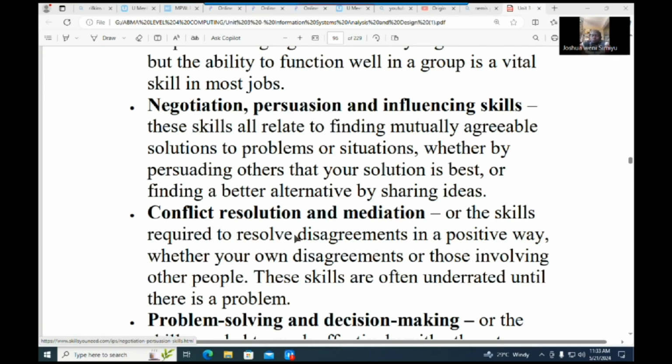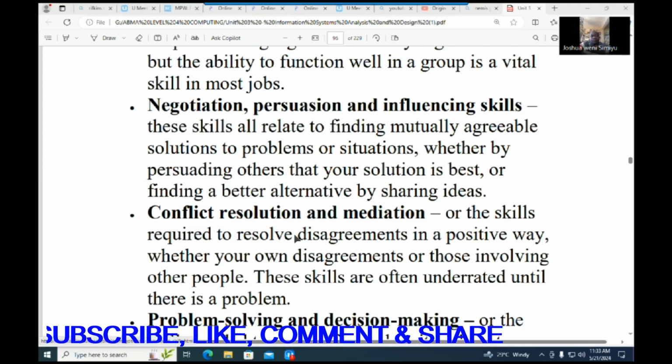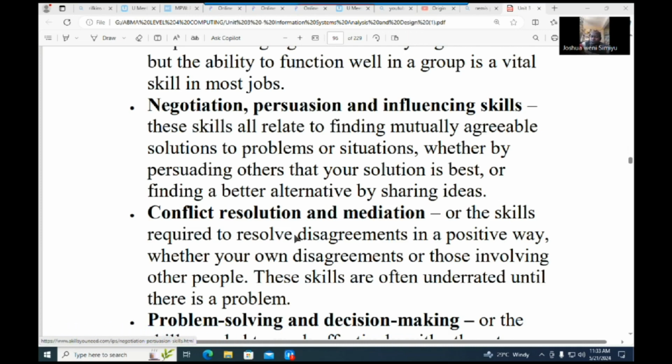You'll be required to actually persuade other people to take up your solution because your solution is the best. So you need to be able to have good skills in terms of negotiation, in terms of persuasion, and in terms of influencing. Now, when you go to buy items, we have people who are very good.